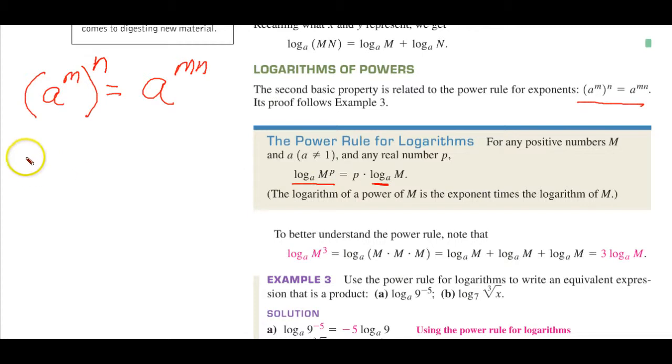Now, let me write that out here. So if you had log of a to the m to the p power, that will be equivalent to this p coming out in front as times the log base a of m.